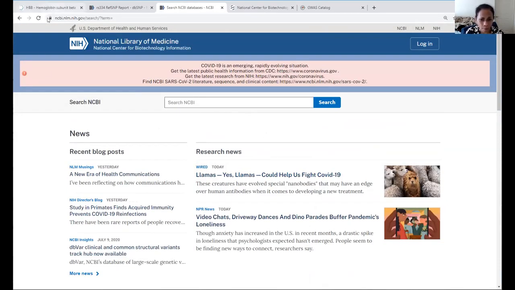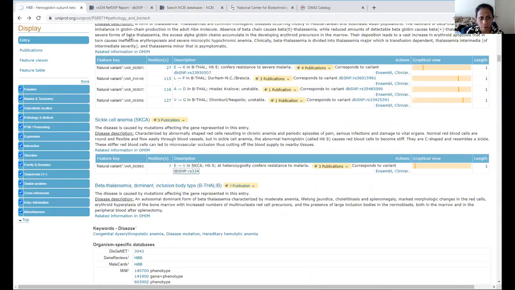Now, one more database I want to take you to. If you go back to the hemoglobin page, are you all here? Hopefully I haven't lost a lot of you. Hopefully all of you are still following with me. I'm just going to give you a few seconds. Yes, good, Rahman, thank you. Okay, good, lots of you are following.